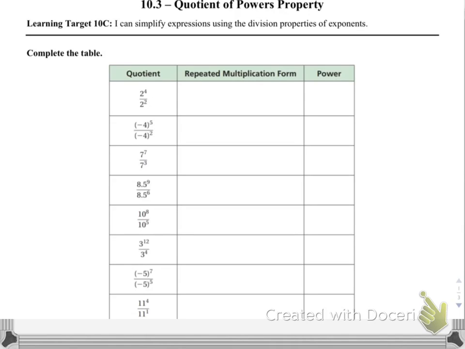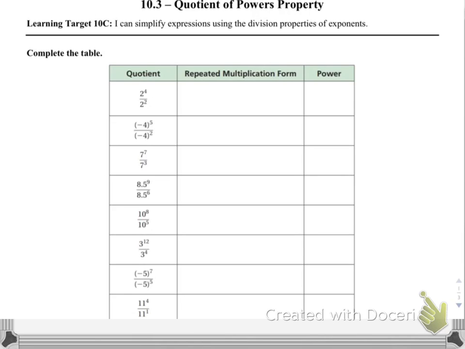So, again, our goal is kind of similar to 10.2, where we eventually don't want to use this middle part, and we just want to look for a shortcut from the beginning to the end, right? But just to get there, just to recognize the shortcut, let's look in the middle here. So a quotient, remember, is division. So what we're looking at is 2 to the 4th power divided by 2 to the 2nd power.